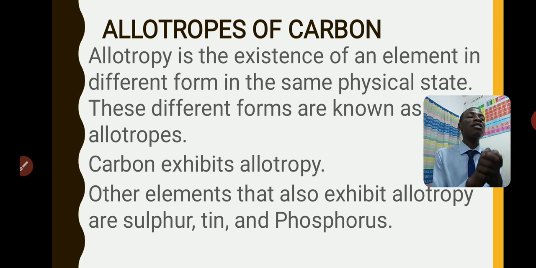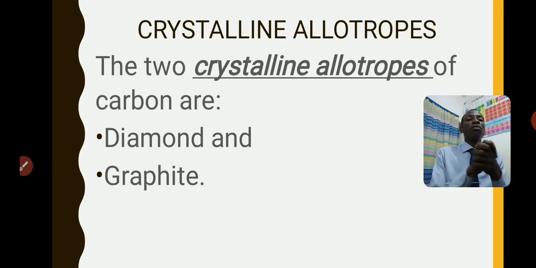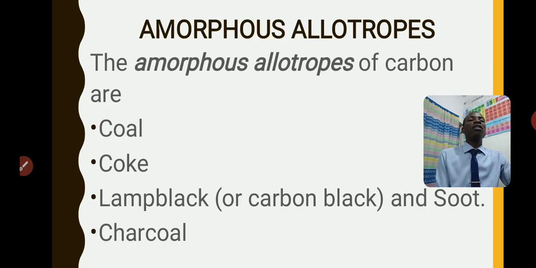But in this course, we'll be talking about the allotropes of carbon. The major allotropes of carbon are graphite and diamond. So I've mentioned that those are graphite and diamond. We also have amorphous allotropes. Amorphous means something that looks like powder, something without a regular shape.